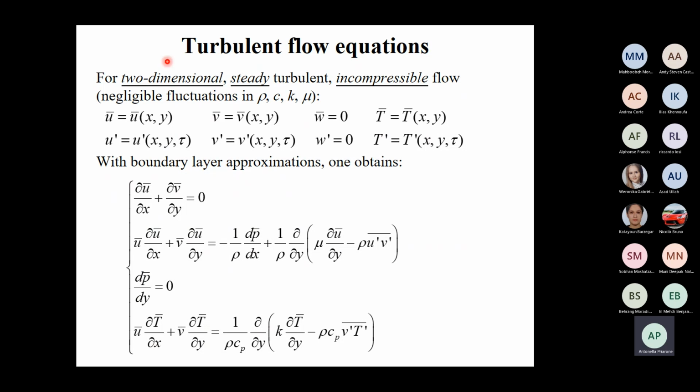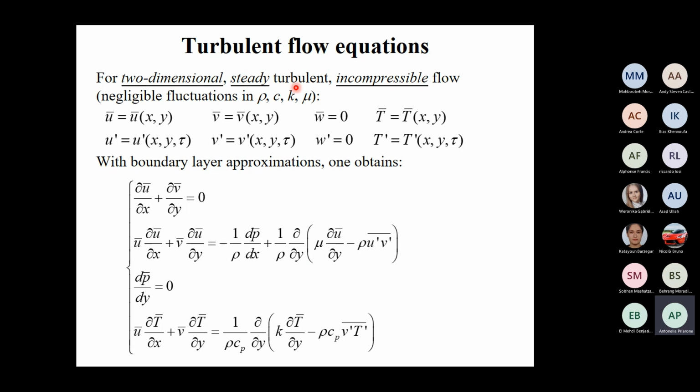Again, I want to consider the two-dimensional case. Steady turbulent means that if you look here at the list of the variables, the first row contains the mean values of the variables, and the second row contains the fluctuating component of the variables. Steady flow means that the mean value of the velocity u, the mean value of the velocity v, and the mean value of the temperature are not a function of time. This means steady state in turbulent flow. Obviously, the fluctuating component depends on time.